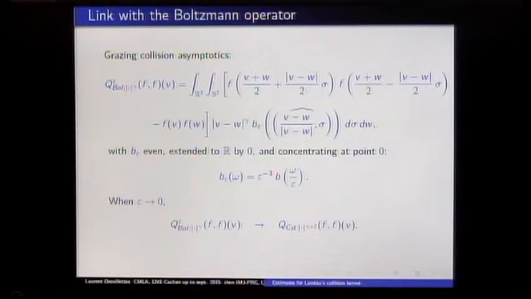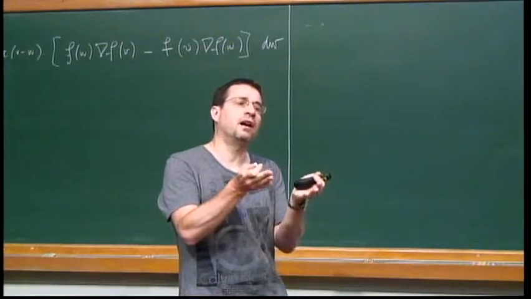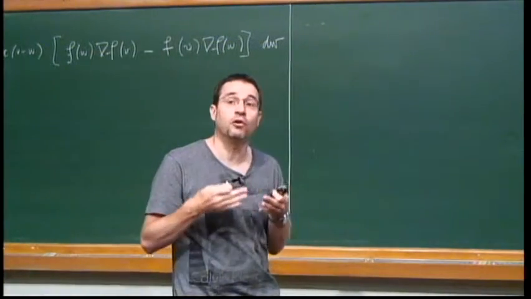And I will not really detail too much what is here, but what I want to say at this level is that you have in the cross section which appears in this operator a certain function which depends on an angle, and when you concentrate this function on the angle zero, then the collision is said to be grazing, and this means somehow that the velocities after the collision are extremely close to the velocities before the collision.